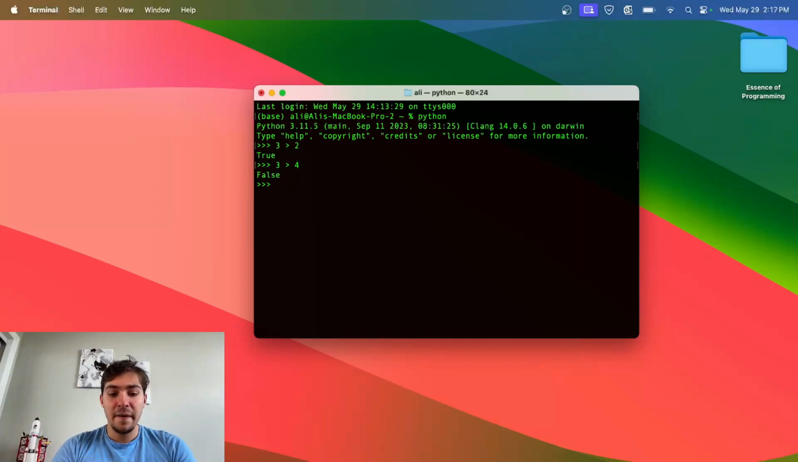Is 3 equals to 2? We said that if you put 1 equal sign, you're assigning a value to a variable, but if you have 2 equal signs, you're comparing them. Is 3 equal to 2? Because it's not, it's false. But 3 is equal to 3, right? What else I can also do is look at greater than or equal to, or smaller than or equal to signs. I can ask, is 5 smaller than or equal to 2? And it's false, because 5 is bigger. But is 5 smaller than or equal to 5? The answer is true because they're equal.